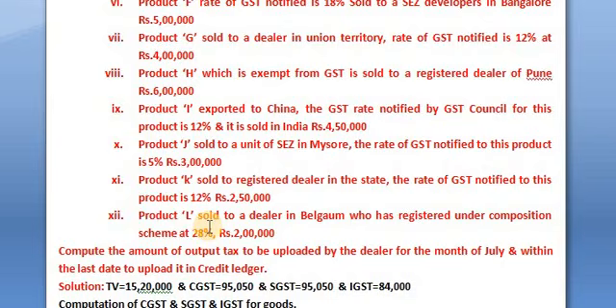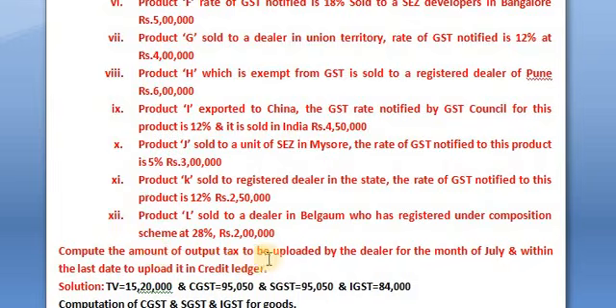Product L sold to a dealer in Belgaum who has registered under the composition scheme at 28%. Again, regarding this composition scheme, we will be studying in detail in future classes. Composition scheme is where they get concessions, subsidies and so on. So here, sold to a dealer in Belgaum. Belgaum again is intrastate. So you have to pay this 2 lakhs as CGST and SGST. Clear? Now let us go for calculating and show how it has to be done.